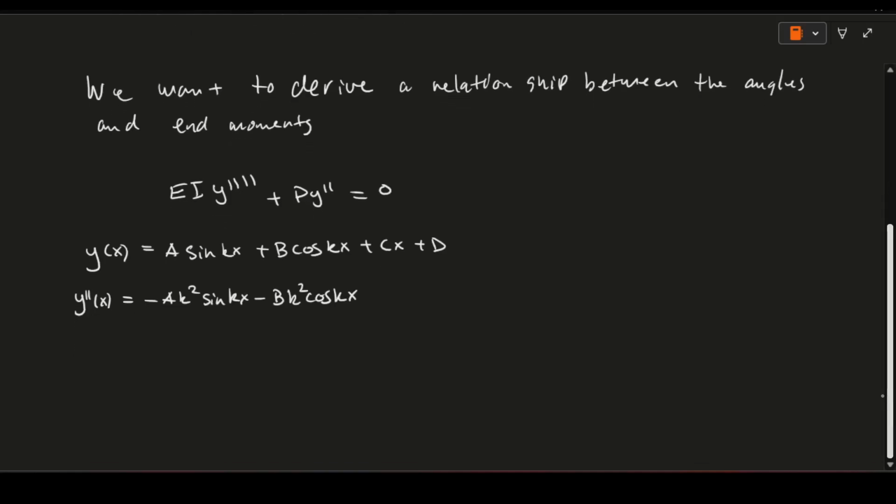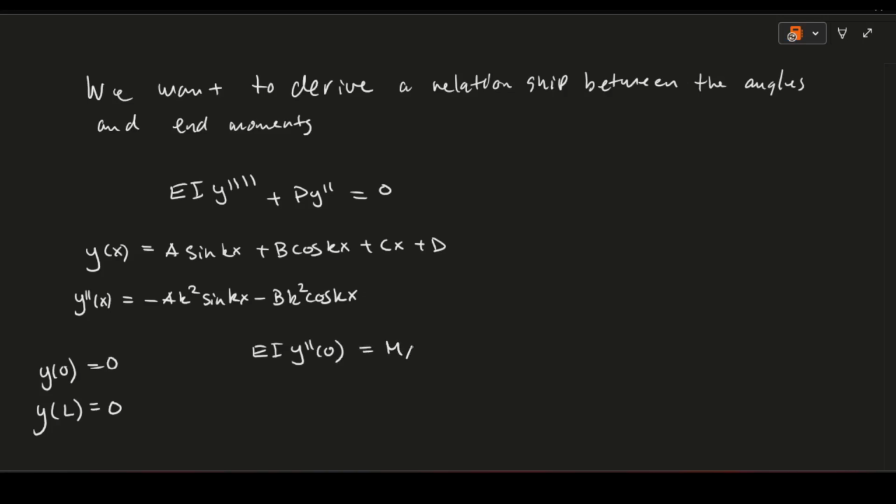Our boundary conditions, it's a simply supported beam, so we know that y at 0 is equal to 0 and y at L is equal to 0 as well. And we know that we have a moment at A and a moment at B, so EI y prime prime at 0 is equal to MA, and EI y prime prime at L is equal to MB.